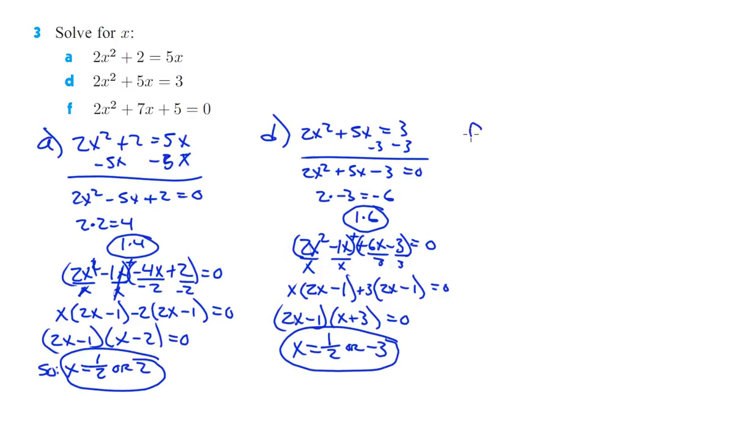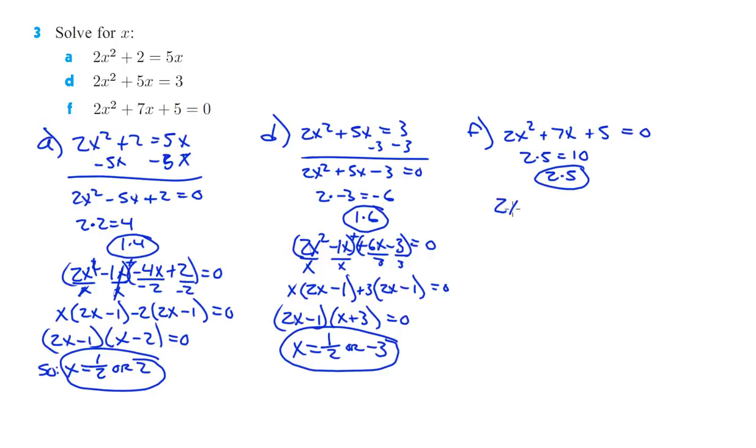Okay? And then f here, we've got 2x squared plus 7x plus 5 equals 0. Nothing you can factor out of all of those. Let's go 2 times 5, which gives us 10. We want to find the factors of 10 that add up, since it's positive, to 7. So that's going to be 2 and 5, right?